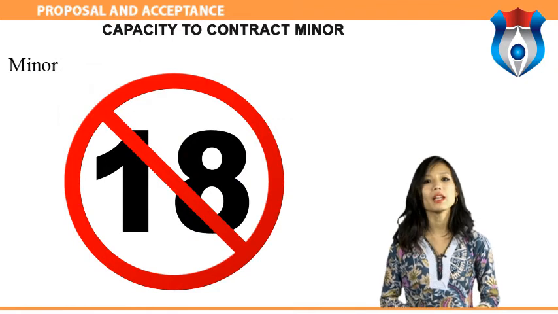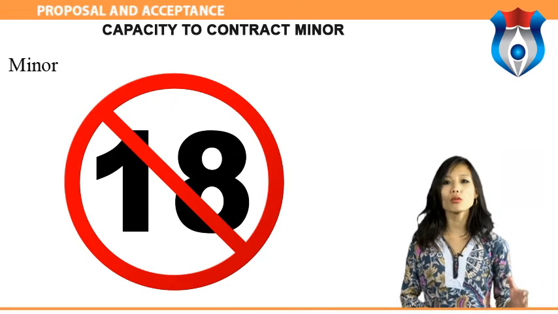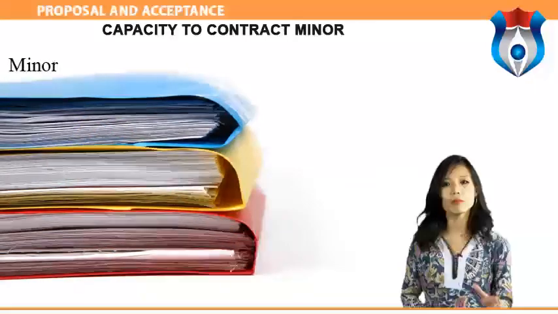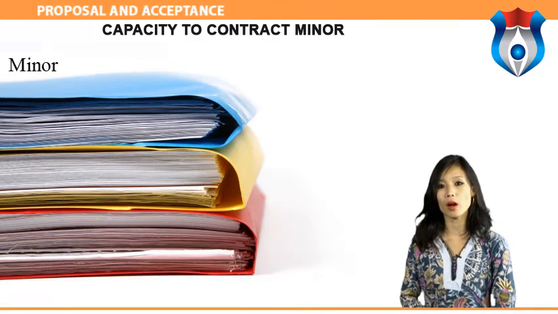Minor. A minor is a person who is under the age of 18. Anyone who has not attained the age of 18 is a minor. As a general rule, a minor's agreement is absolutely void, but there are certain exceptions to it, such as: a minor can be admitted to the benefit of transfers such as sale and mortgage contracts. A minor can be admitted to the benefits of a partnership firm.